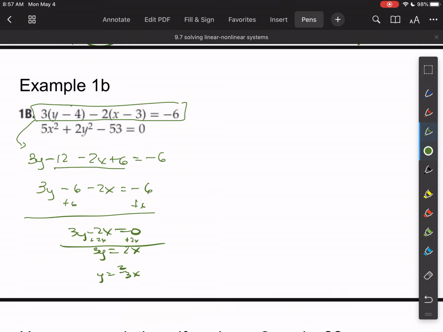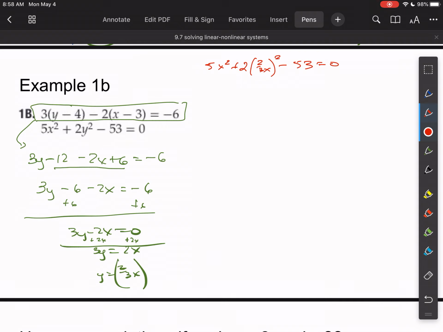So I am now going to take this and substitute it in for y in my other equation. Okay, so let's do that. This is the next step here. I'll do it in a different color. So we have 5x squared plus 2 times 2/3 x, I replace the y there, squared minus 53 equals 0.